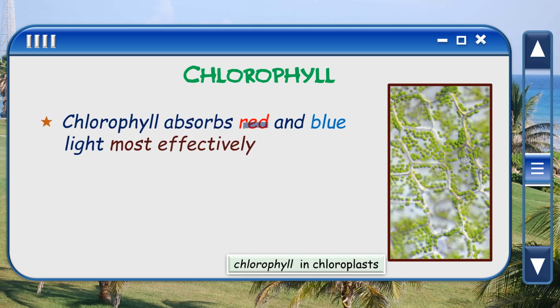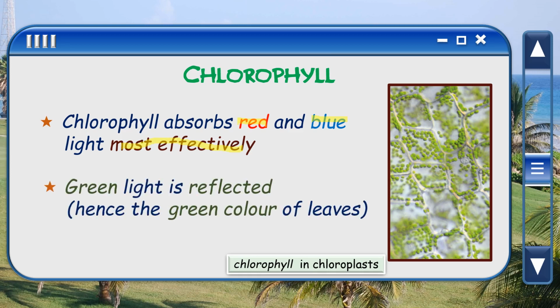Chlorophyll absorbs the red and the blue light most efficiently. And the green light is reflected. That's why we are able to see the green color, because the green light is reflected. Therefore, the leaves are green because green light is not absorbed by the plant, but it is reflected. Chlorophyll only absorbs the red and the blue light most effectively.